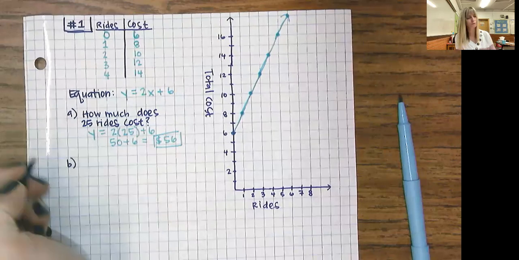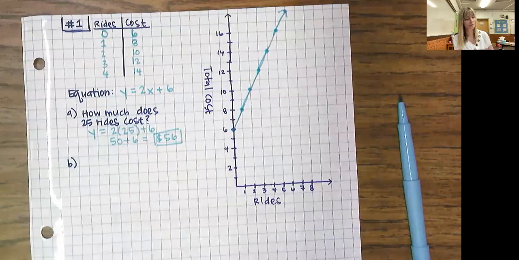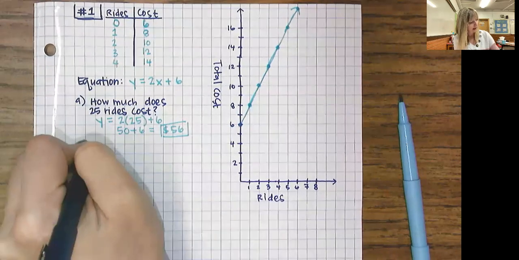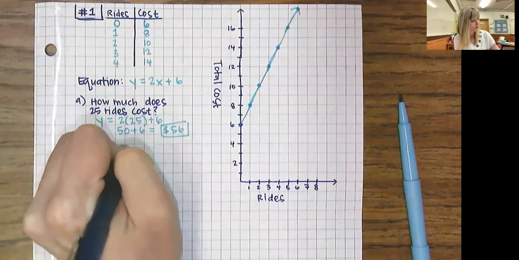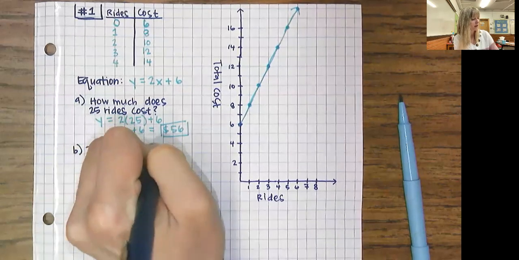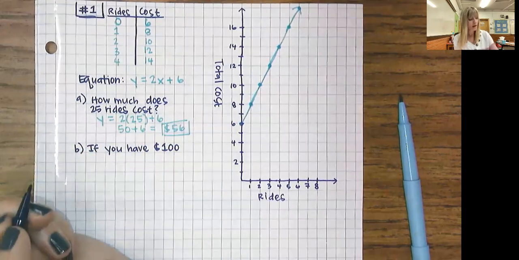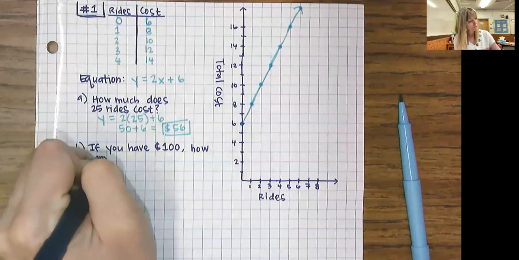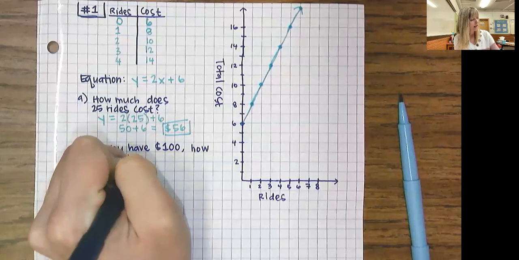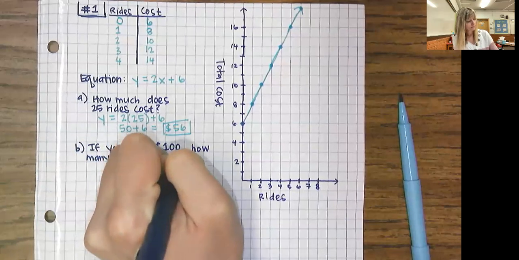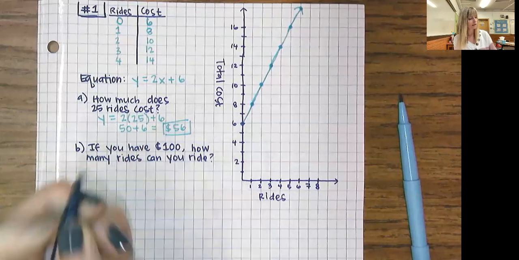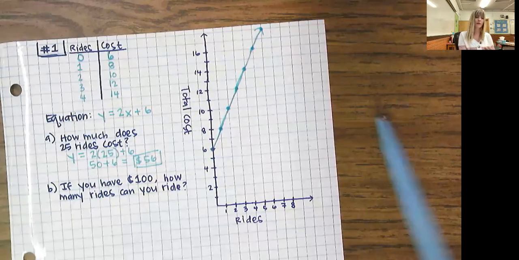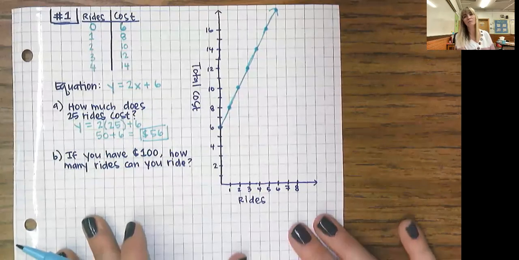One more question, part B. What if instead of asking you how much will it cost to ride a certain amount of rides, what if you know how much money you're going there with? Let's say if you have $100. So now I'm telling you the dollar amount that you have. And the question I'm going to ask you is, how many rides can you ride? Now, once again, $100 is too far to find on my graph and too far to find in my table. That's okay. I like the equation best anyway.